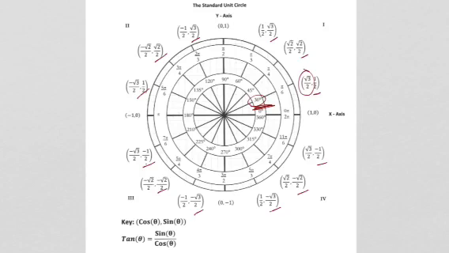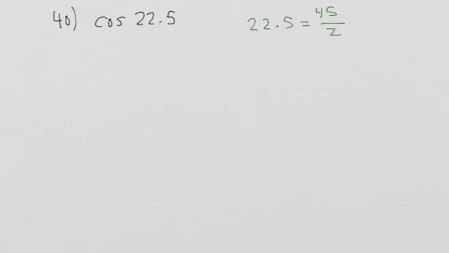Let's try number 40 with cosine. All right, so what we're looking for here is, again, the 22.5 degrees. It is half of what? Well, 22.5 times 2 is 45. And the idea is, again, if we go back to our unit circle here, we don't have 22.5 degrees anywhere on this page, but we sure do have 45. So that allows us to use this to help.